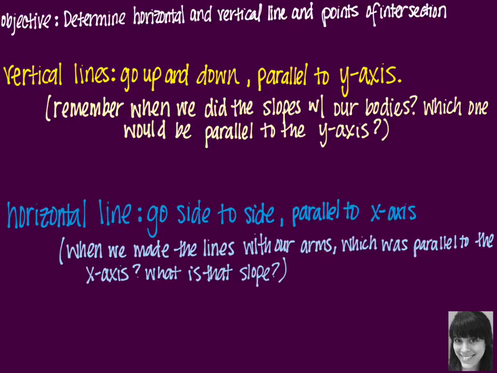Remember when we did the slopes with our bodies? And which one would be parallel to the y-axis? So remember you had positive, negative, 0, and undefined. Undefined was the one where we clapped our hands together and we stood straight, right? That one would be parallel to the y-axis. So when we are parallel to the y-axis, our slope, our gradient, is going to be undefined.